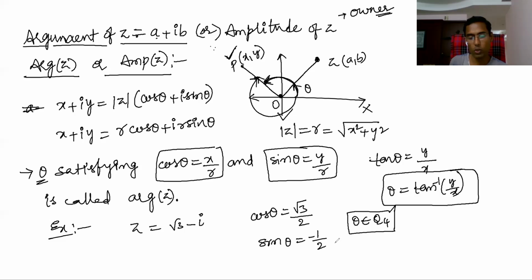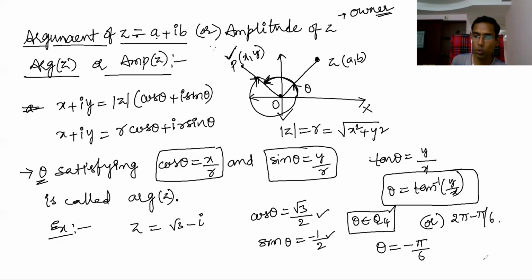Theta is in the fourth quadrant. So automatically, in the fourth quadrant, theta equals either minus pi by 6, or you can write 2 pi minus pi by 6. Cos of 2 pi minus 30 is cos 30, and sin of 2 pi minus 30 is minus sin 30. That also you can write.